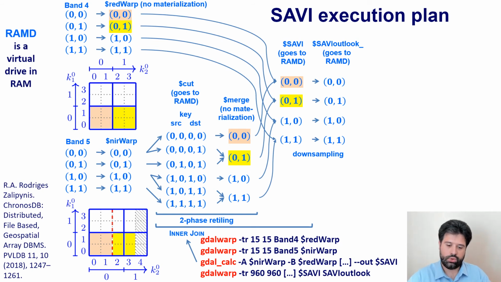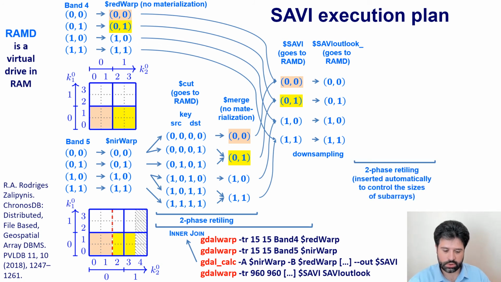Subarrays may grow too large or become too small during their processing. So how to control their sizes? The idea is to detect infeasible subarray sizes and to automatically insert the retiling into the execution plan to merge or split small or large subarrays respectively. In this case, all subarrays are merged into a single subarray.